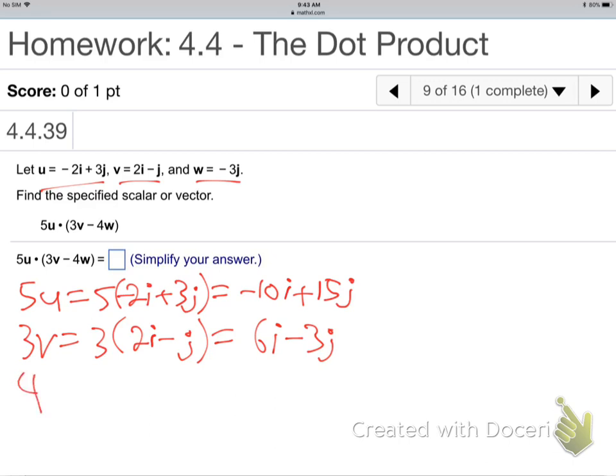And 4 multiplied by the w vector. I'm just going to figure out all the components and then put them together. 4 multiplied by the w vector. I'm just doing these different parts here. 4 times the w vector, minus 12j.